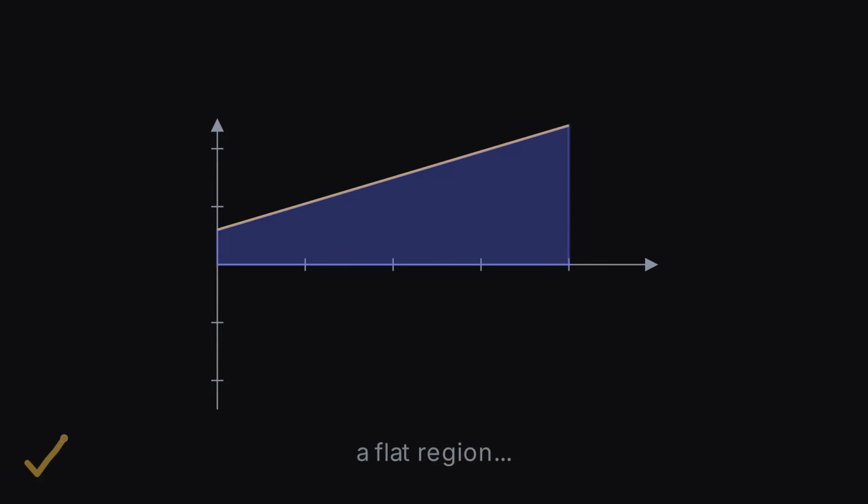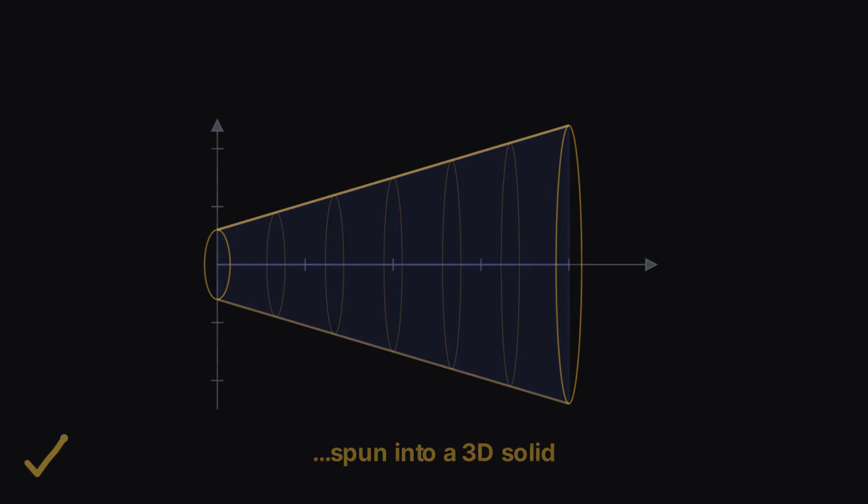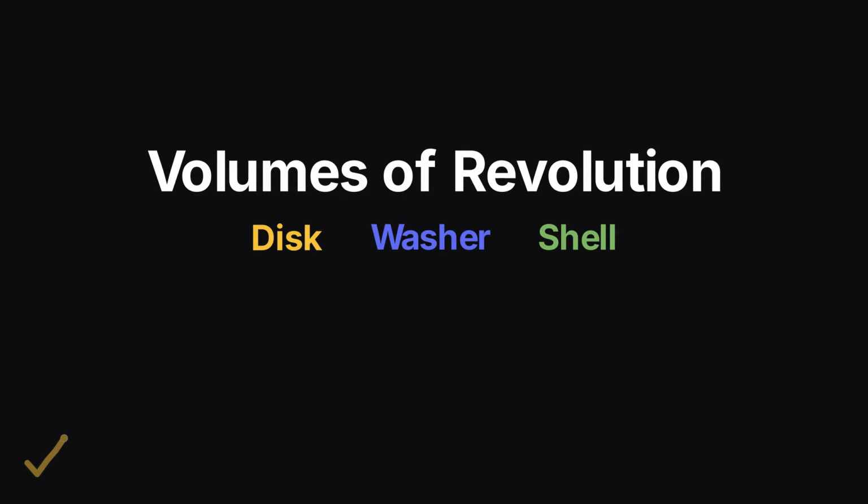You already know how to find the area under a curve. But how do you find the volume of a 3D solid, a vase, a dome, a cone? The trick is beautiful. Take a flat region, spin it around an axis, and add up the slices. There are three methods: disc, washer, and shell, and they're all the same idea: slice, spin, integrate. Let's watch a flat drawing turn into a solid and the formula write itself.